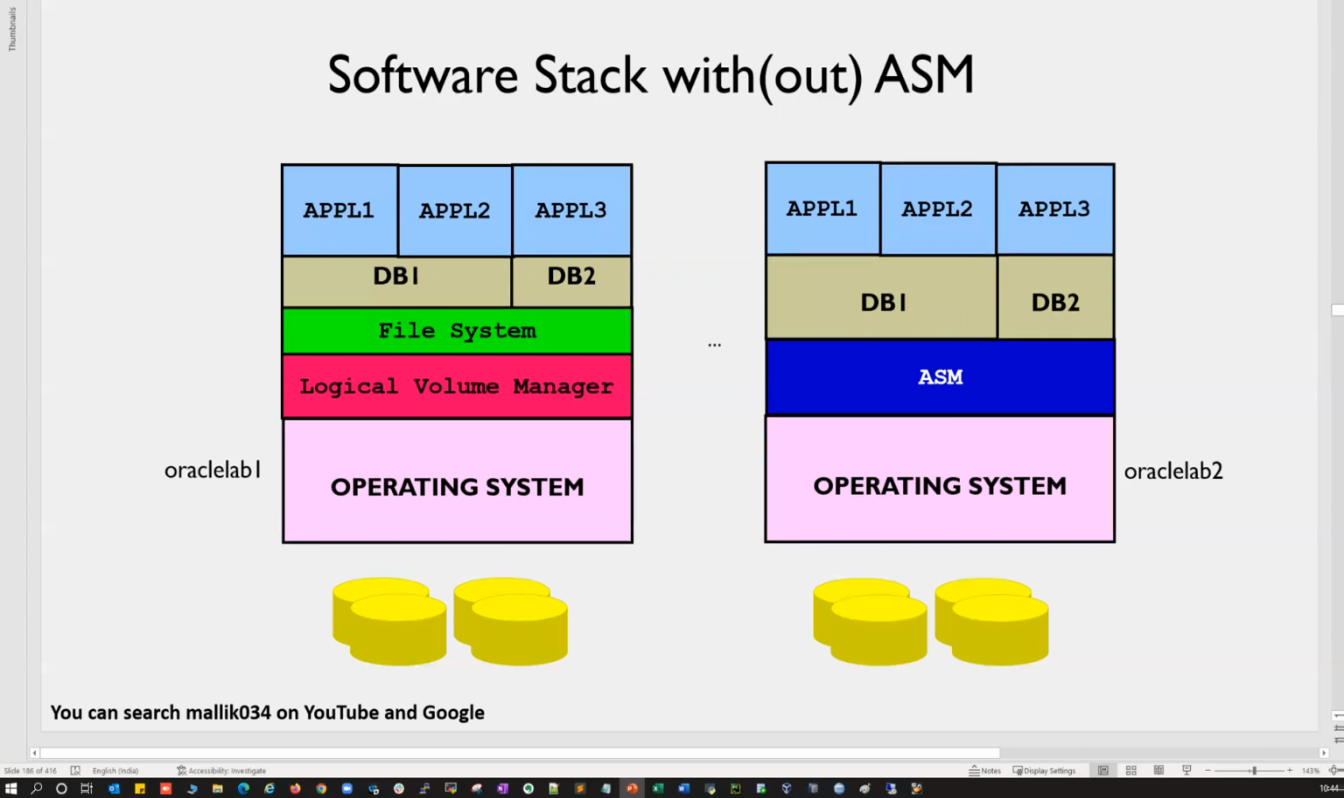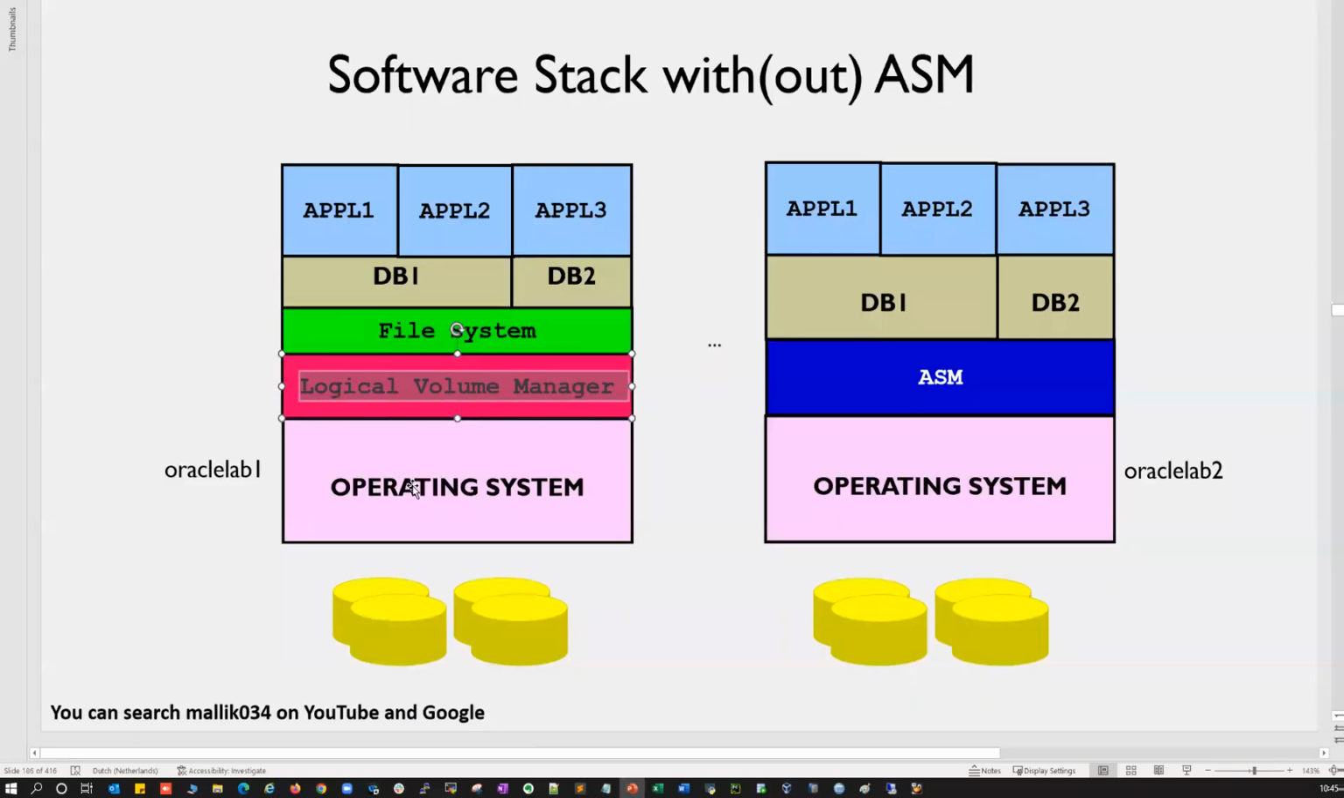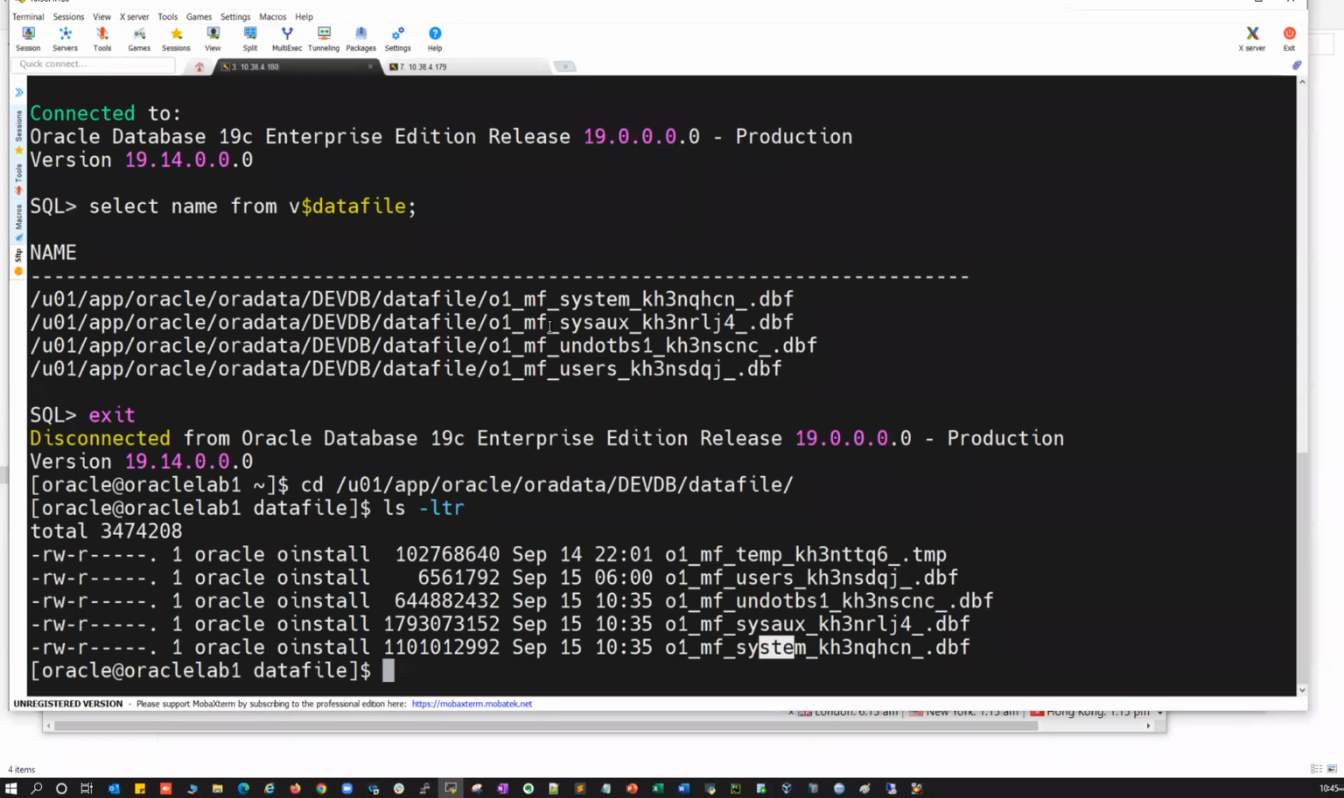How about the logical volume manager? In order to manage the file system, your operating system has a logical volume manager. Who will manage your file system here? You say you have your data files here, which are physically available on your OS storage. Who is going to manage them? Your logical volume manager, which belongs to your operating system. But when you install ASM, ASM will manage all your data files. So we reduce the logical volume manager and file system cost here, and ASM will provide that logical volume manager and file system feature. That's a quick difference between ASM and storage, right?